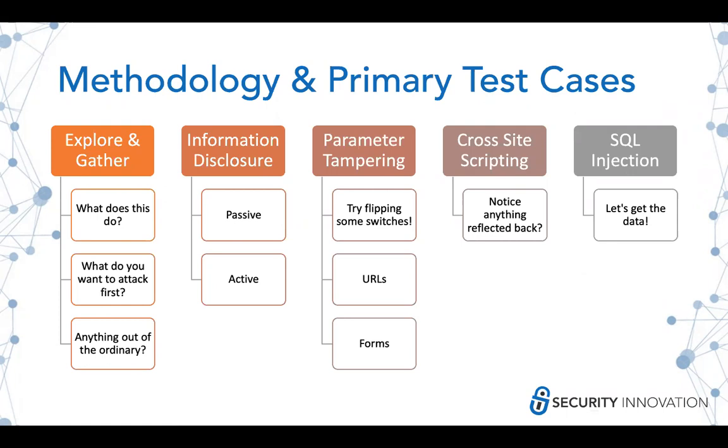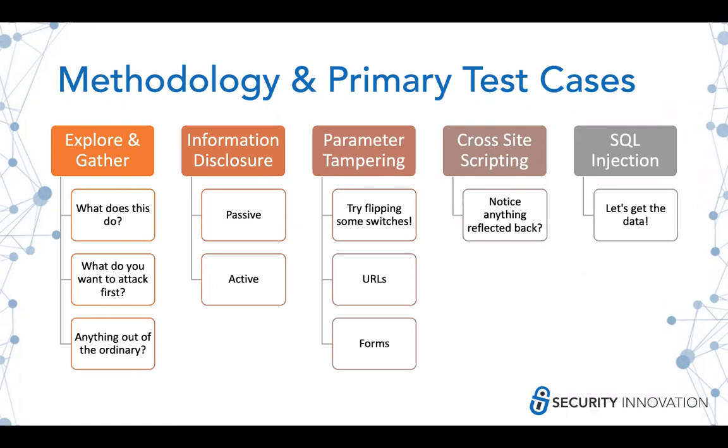And then I start to think about, is there anything out of the ordinary? Are they treating little bits of data differently than I would have? Or are they encoding something in an odd fashion? Whatever that is, I want to write those things down and make sure I'm keeping track of all of them. And then I'm going to start with passive information disclosure and move to active information disclosure.